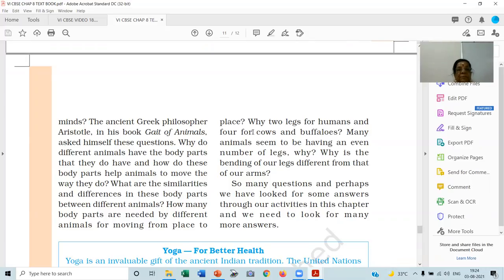The ancient Greek philosopher Aristotle, in his book Gait of Animals, asked himself the question: why do different animals have the body parts that they do have, and how do these body parts help animals to move the way they do? What are the similarities and differences in the body parts of different animals? How many body parts are needed by different animals for moving from place to place?